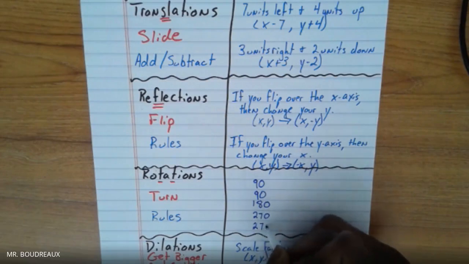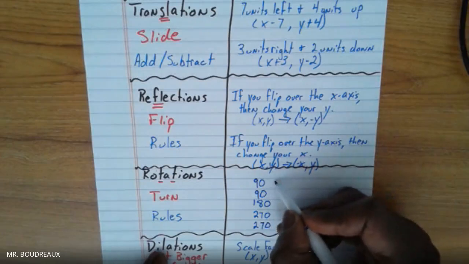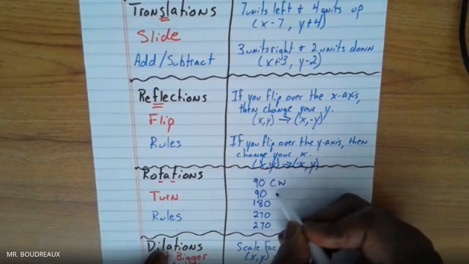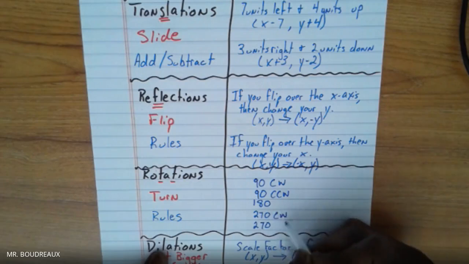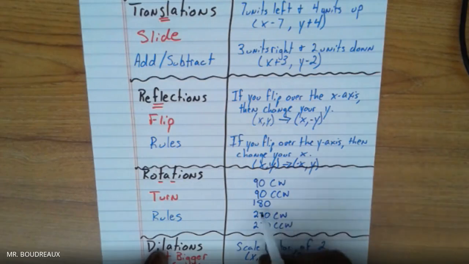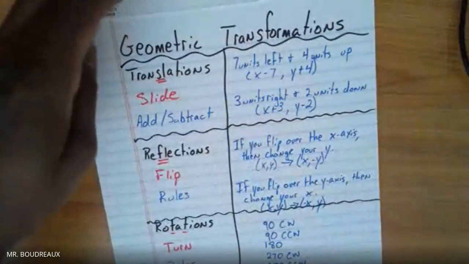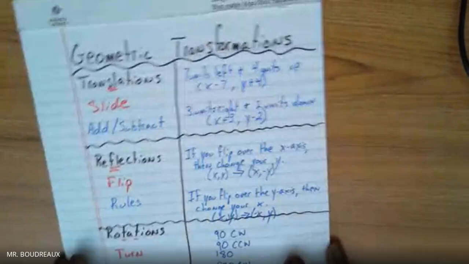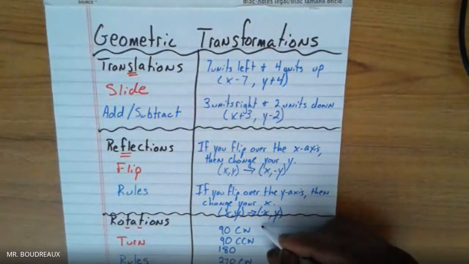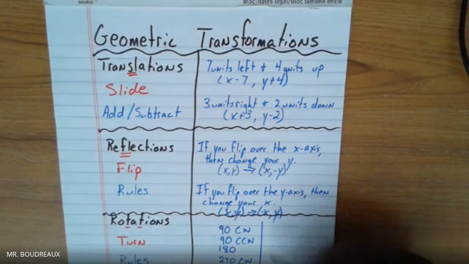So if each section is 90 degrees, you're going to have 90, 90, 180, 270, and 270. Now you may say, why is it 2 of each? Because you can go left or to the right. If you go to the right, it's clockwise. If you go to the left, it's counterclockwise. And if you're wondering why 180 is only one, it's because if I go to the right twice, I'm upside down, just like if I go to the left twice. So there's only one rule you can have for 180. Now this is how you remember it.